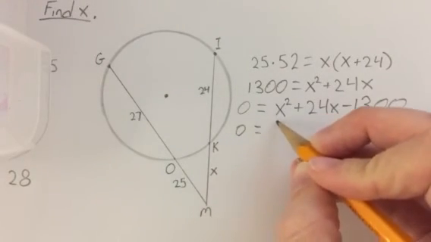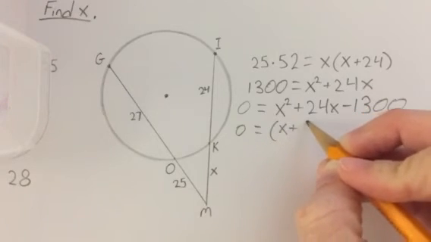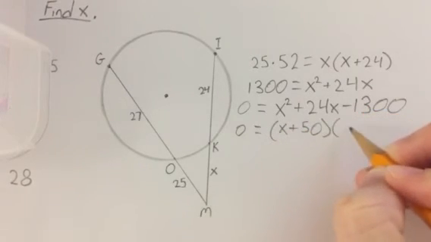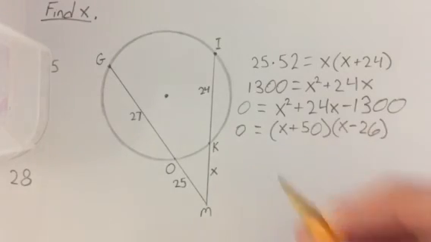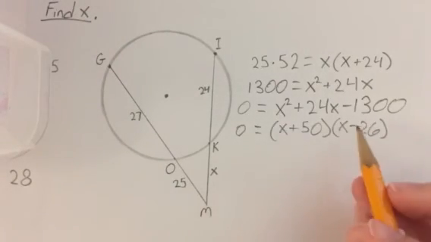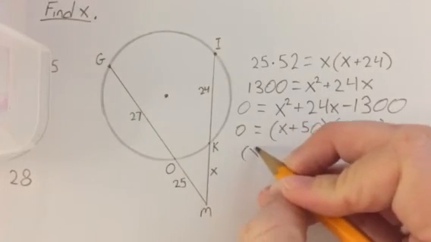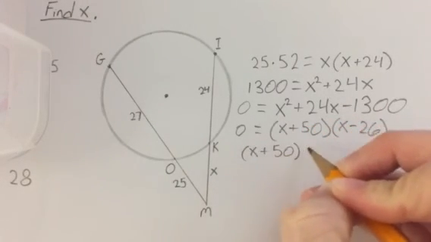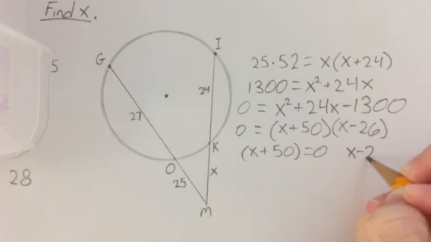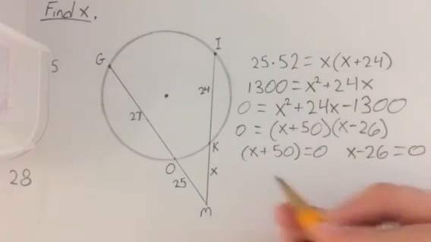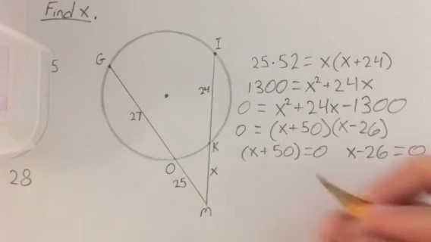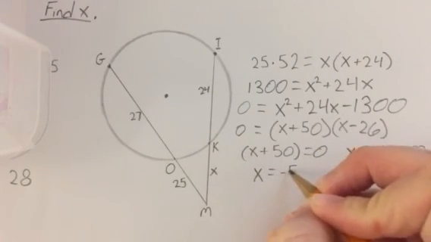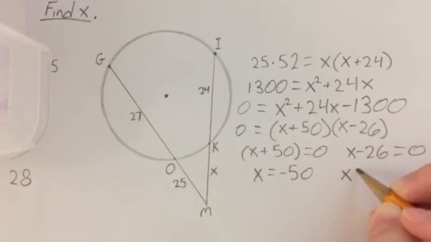All right, so let's set up our factors. We end up with x plus 50 times x minus 26, and that all equals 0. And then, of course, we set both of those equal to 0 and we solve them. Didn't need the parentheses there, but it's cool. Okay, so we subtract 50, so x equals a negative 50, and then over here, x would equal a positive 26 when you add it to that side.